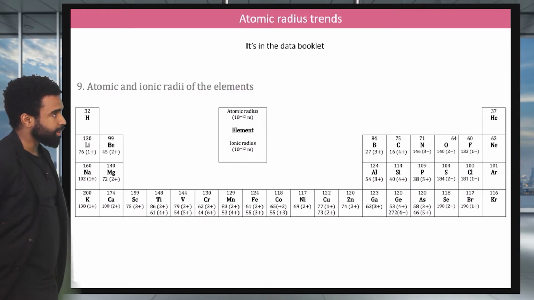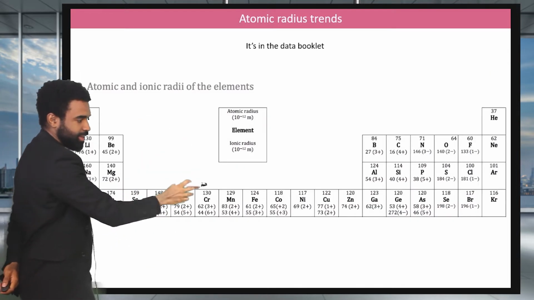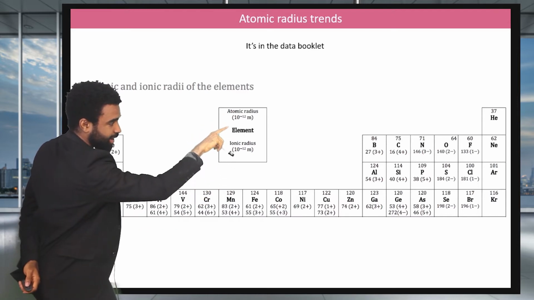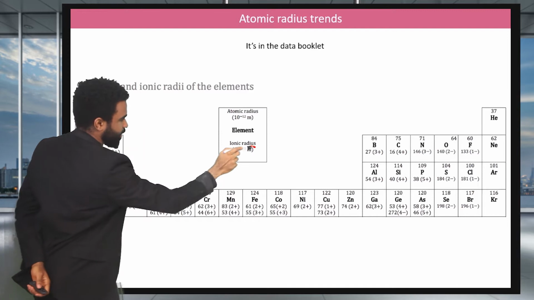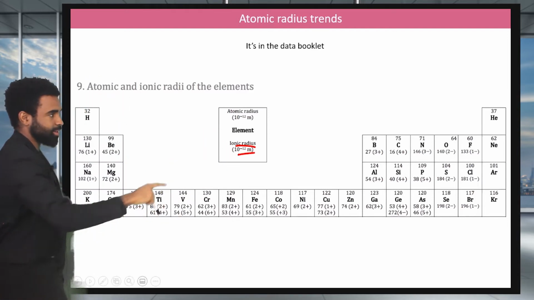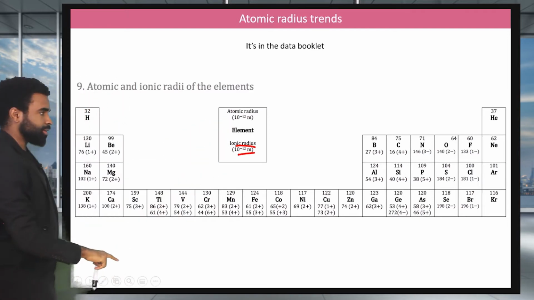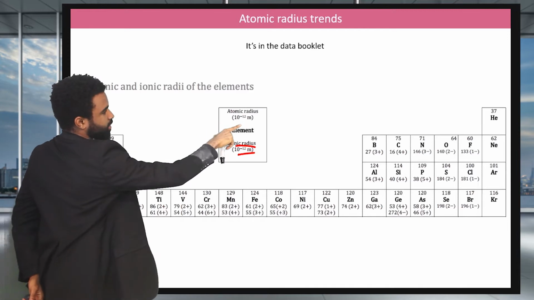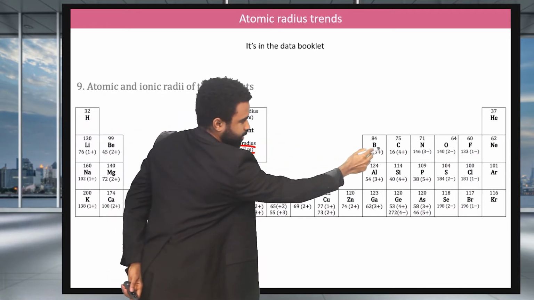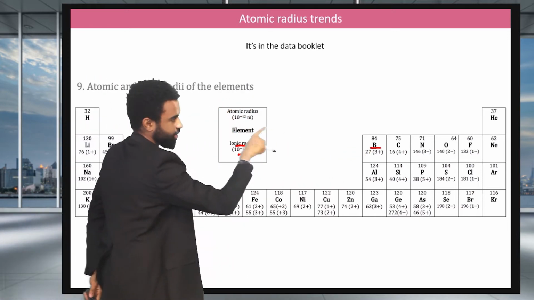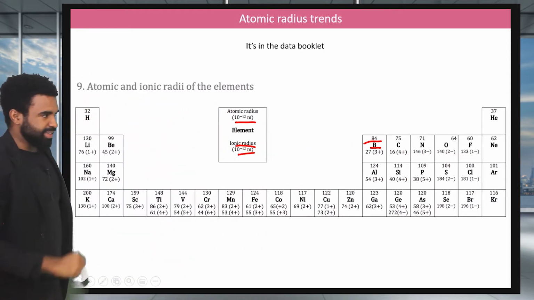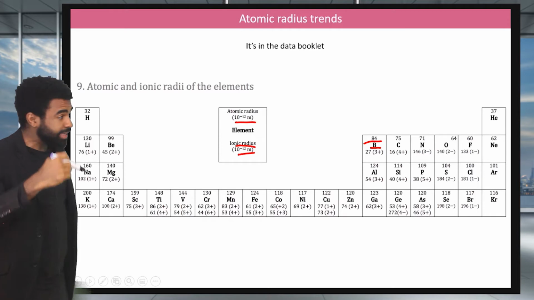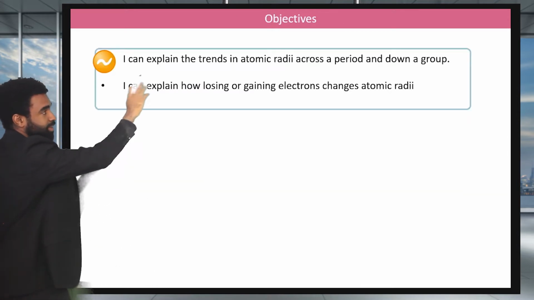Okay. And the other thing is that the actual atomic radii and the ionic radii are in your data booklet. We haven't discussed ionic radius yet. We'll discuss it in a second. But the atomic radii are in your data booklet, in 10 to the negative 12 meters. So if we take boron here, boron has an atomic radius of 84 times 10 to the negative 12 meters, a really tiny thing. So now I'd say we've gotten an orange light for this first objective.